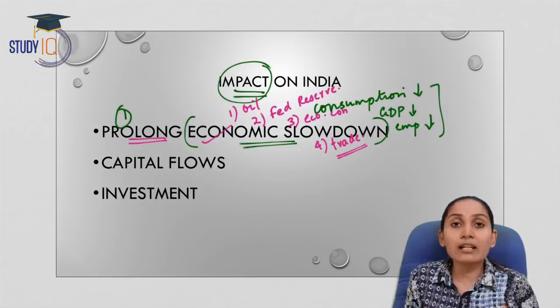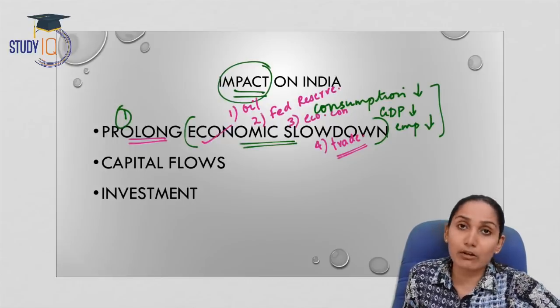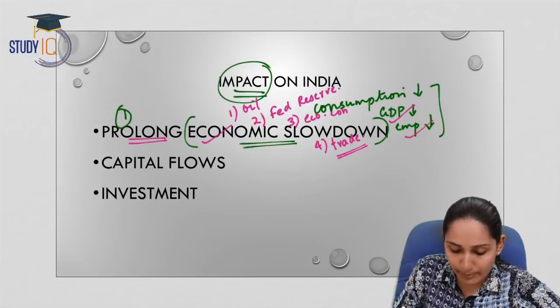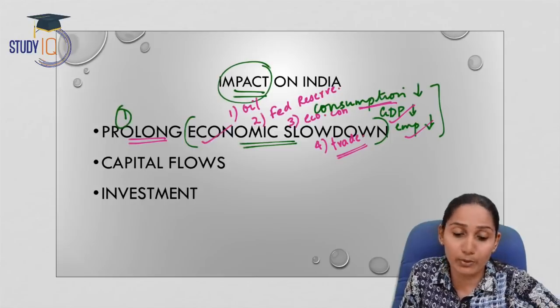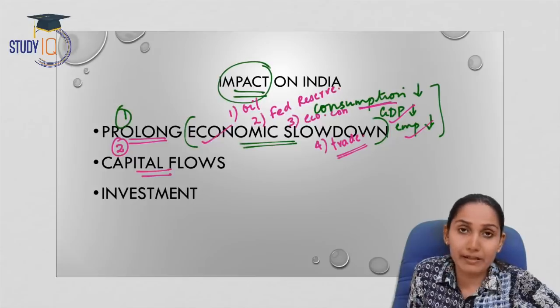So if the global growth slowdown continues for long, this will prolong the economic slowdown in India as well. Our GDP rates will further fall, employment generation will further fall, and the revival of consumption would be very difficult. Now, the second impact can be on capital flows.